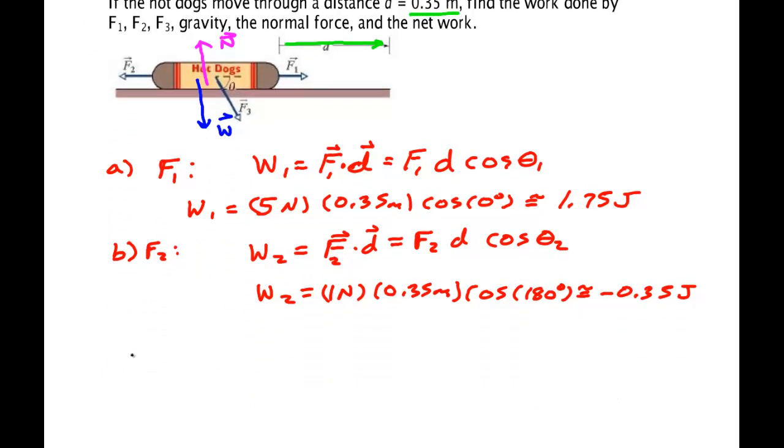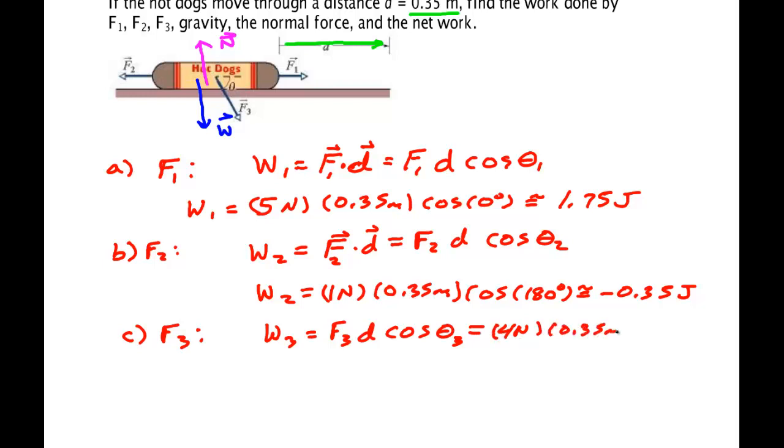Force 3. Work 3 is F3 D cosine theta 3, and that would be 4 newtons times 0.35 meters times the cosine of 60 degrees. And when I plug that in, I got that it was 0.7 joules.